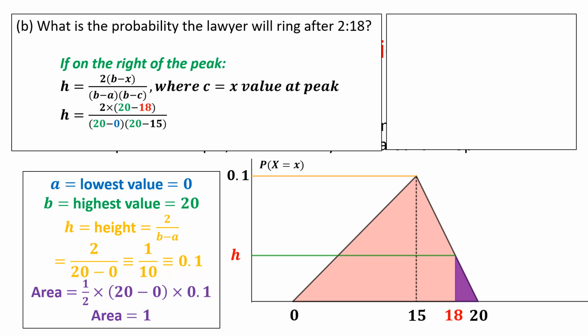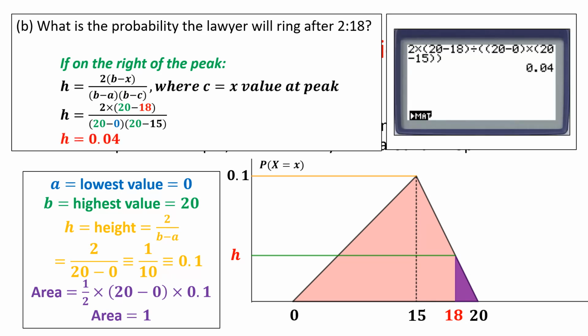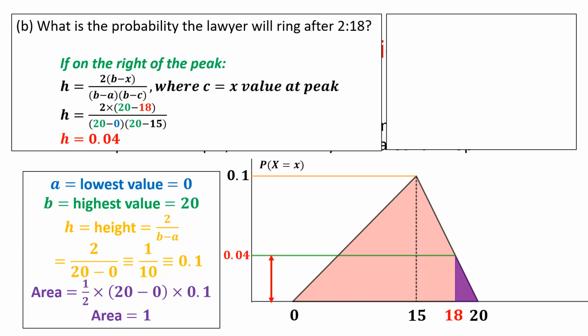Whenever you see x, it's 18. Whenever you see b, it's 20. Whenever you see a, it's 0. And whenever you see c, it's 15. So once again, we substitute into our calculator and we get a height of 0.04. So the purple triangle's got a height of 0.04.